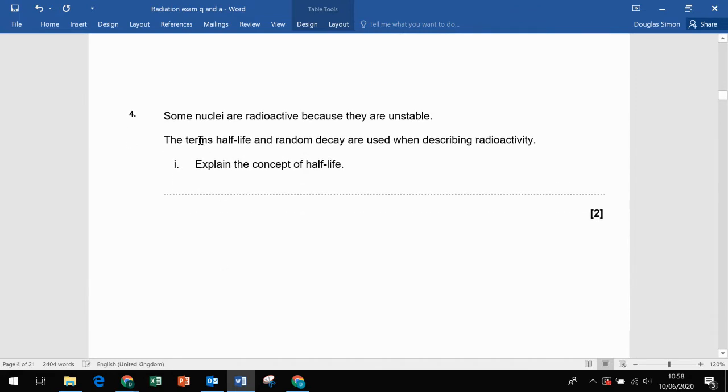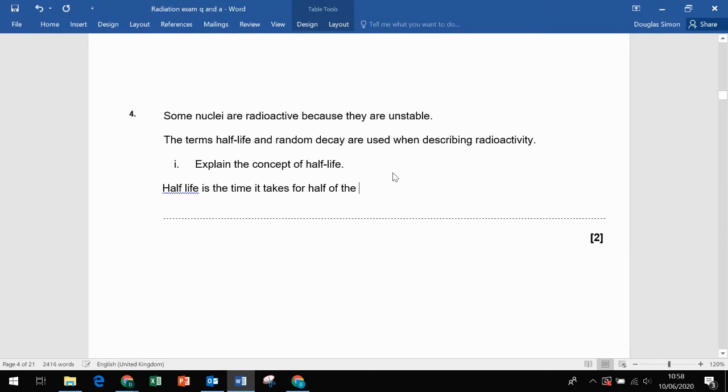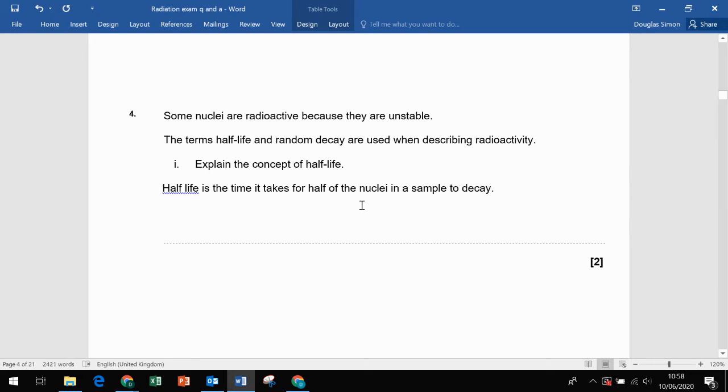Question 4. Some nuclei are radioactive because they are unstable. The terms half-life and random decay are used when describing radioactivity. Explain the concept half-life. So half-life is the time it takes for half of the nuclei in a sample to decay. You could say it's the time for the activity to decrease by half. That's fine. It means the same thing. This is how I write it.